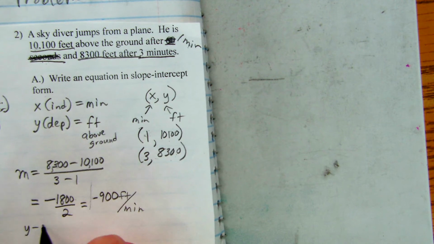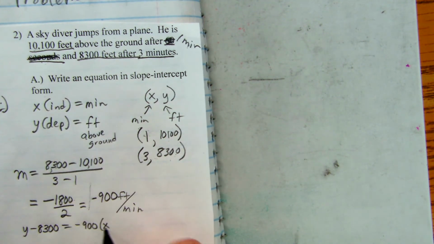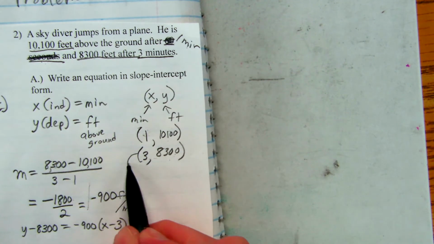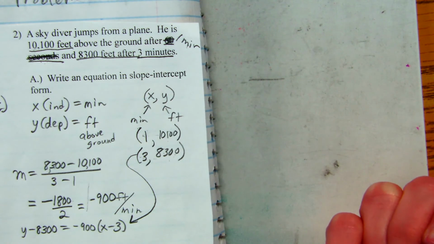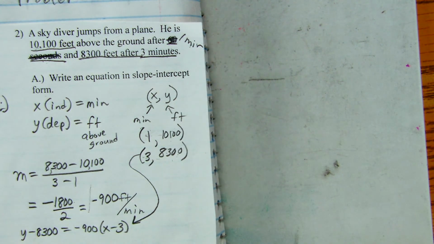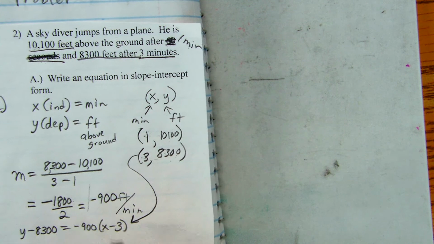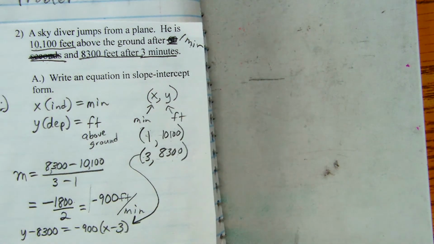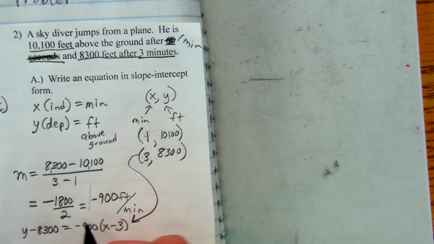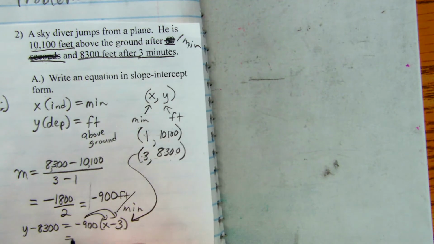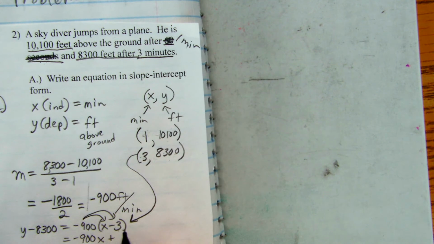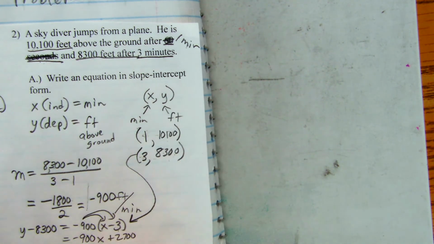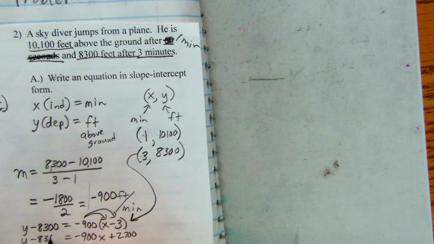So you have y minus 8,300 equals negative 900 times x minus 3. Just make sure if you pick this point, you use both of the numbers that are in that point. Don't switch back and forth. And then we just do our steps like we've been doing. So once I put in the slope and I have the point, what do I do next? You distribute the negative 900 out. So I'm going to have negative 900x plus 2,700. And then over here I still have y minus 8,300.